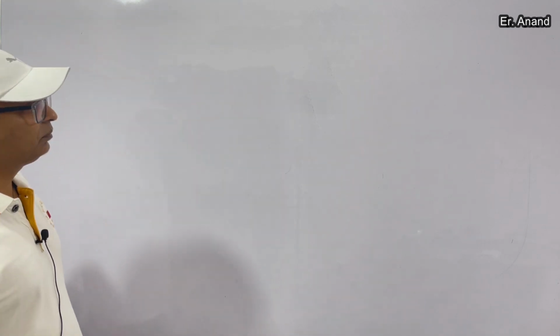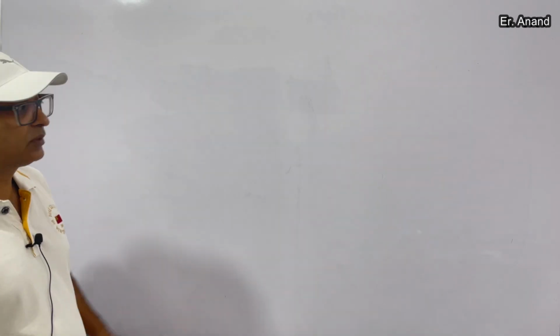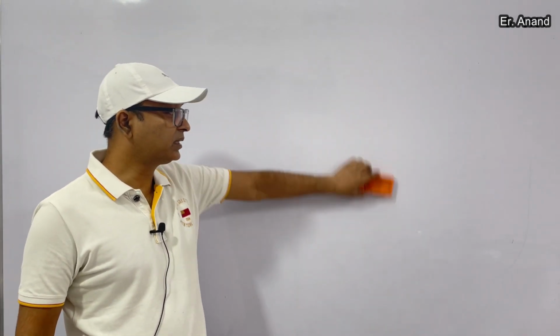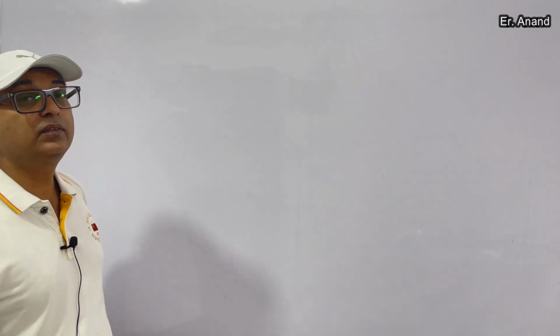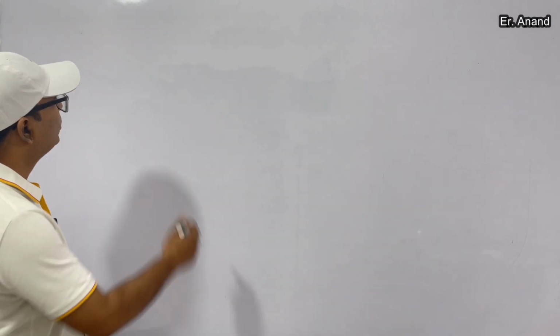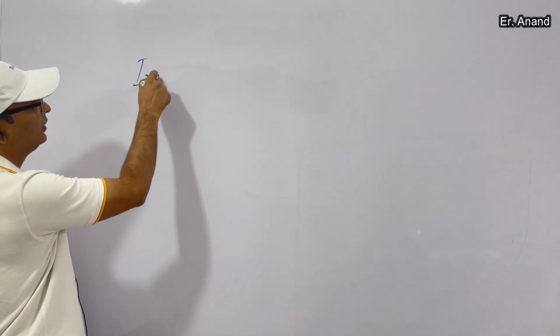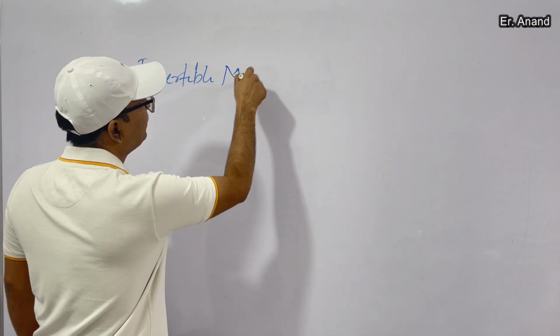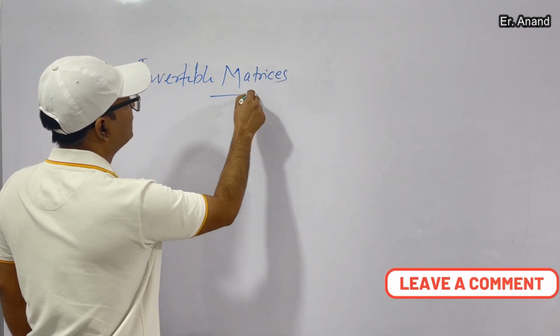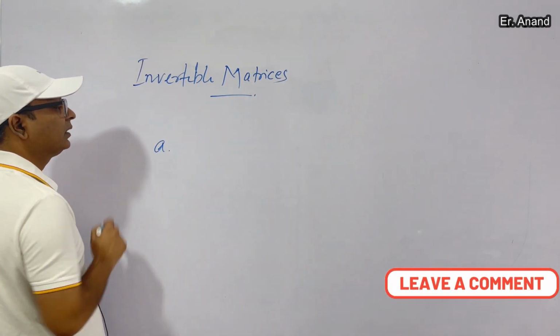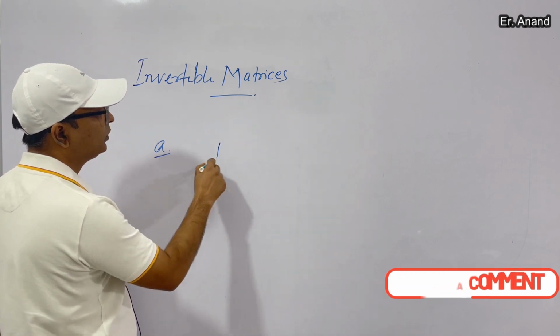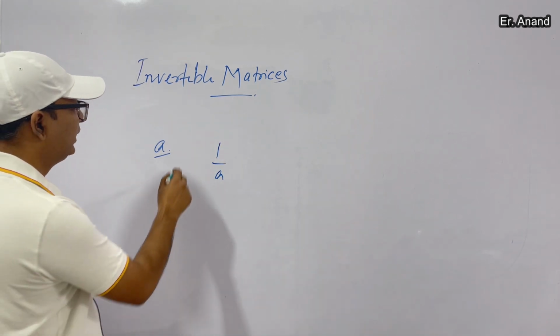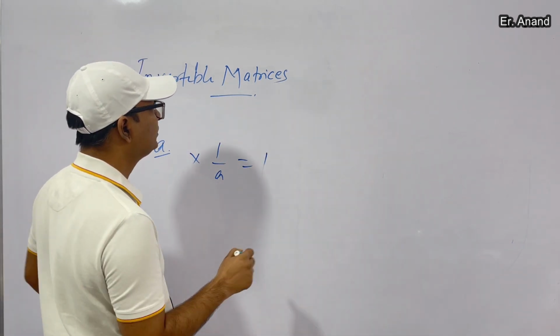One of the most important uses of elementary transformations is in finding the inverse of a matrix. What are invertible matrices? See, in the number system, if we have a number A, then its inverse is 1 by A, so that A cross 1 by A is 1.